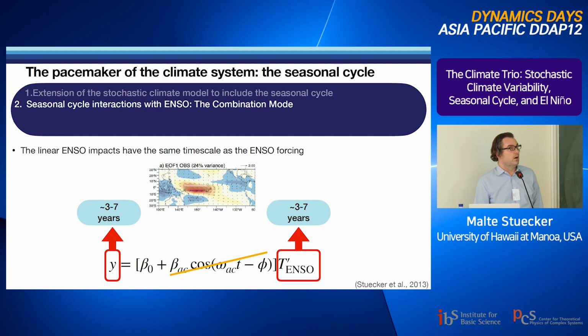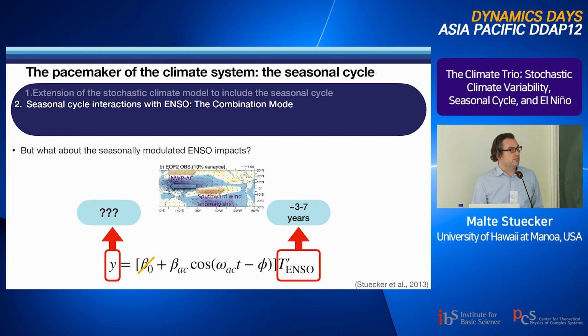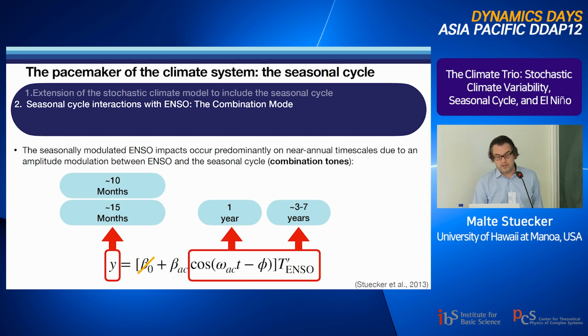There's just a constant component here, and then there's a seasonal cycle modulated component. Now, the linear ENSO impacts have the same time scale as the ENSO forcing, and that's quite easy to see here, of course. But then what about the second part, the seasonally modulated impacts? It's also simple to see, because you have this cross term here that generates sum and difference tones through this amplitude modulation. In this case, the annual cycle frequency and the interannual signal relate to this kind of near-annual variability, which are the side bands on the seasonal cycle.